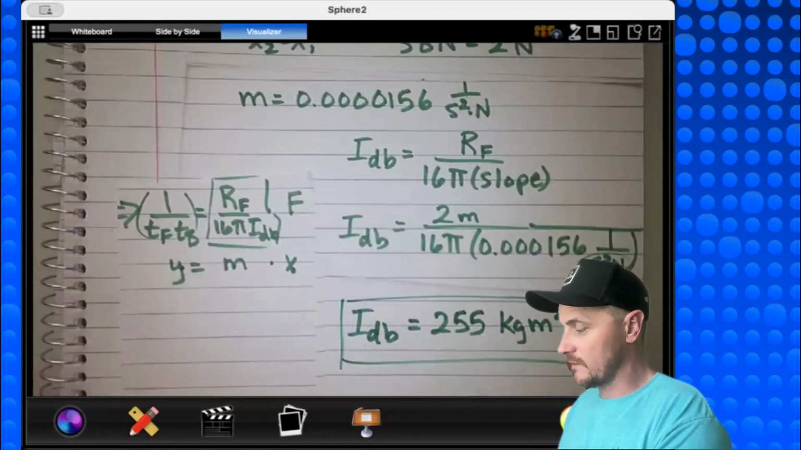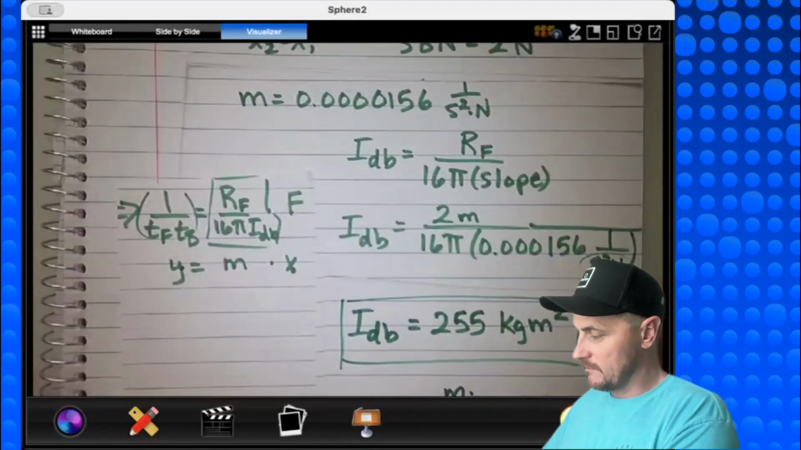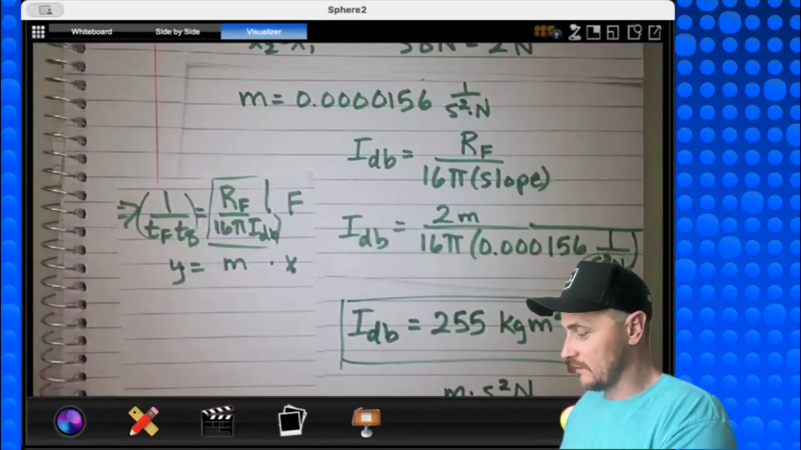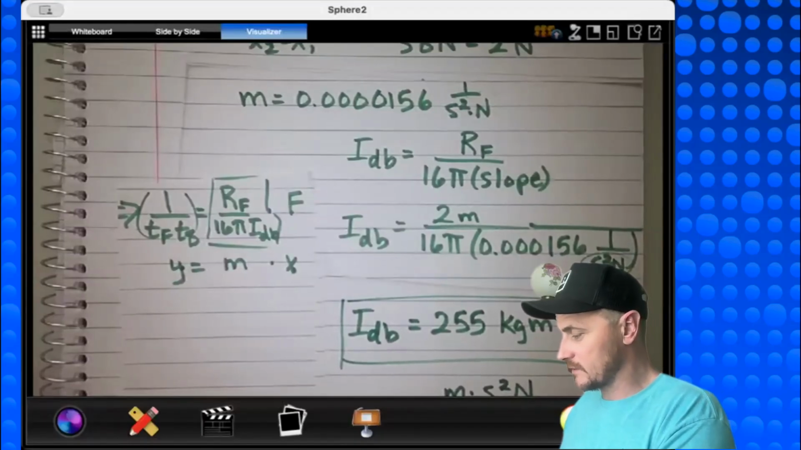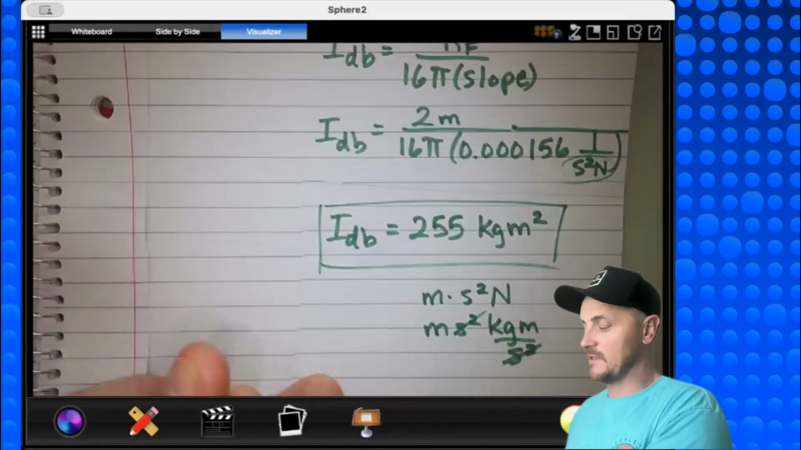Now, if you're wondering how those units worked out, check it out. I'll do a quick unit analysis. Meters, multiply top and bottom by second squared newtons, and you would get meters times second squared newtons. A newton is a kilogram meter per second squared. Second squared cross out, and you have kilograms times meters squared, what I originally said.